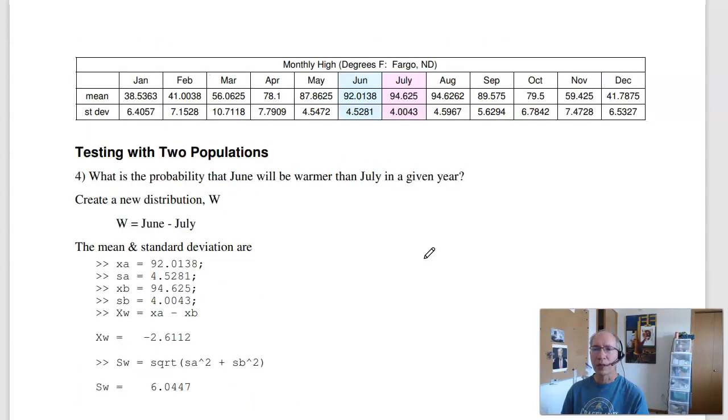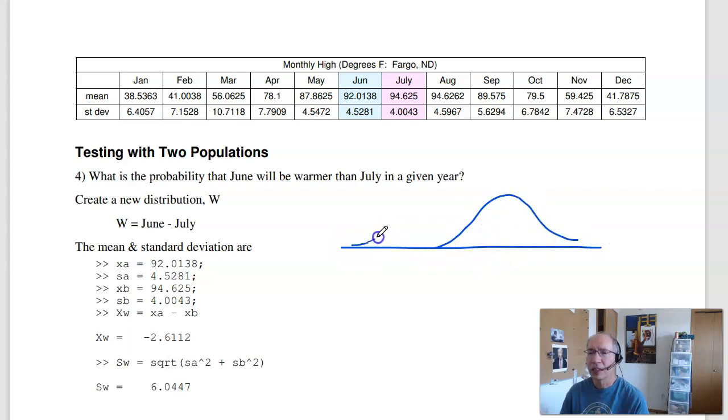Problem 4. What's the chance that June is going to be warmer than July? That's testing with two populations. Now, on average, July is warmer than June, but it's a normal distribution. So here's the PDF for July. Here's the PDF for June. There is a chance it'll be a warm June and a cold July.